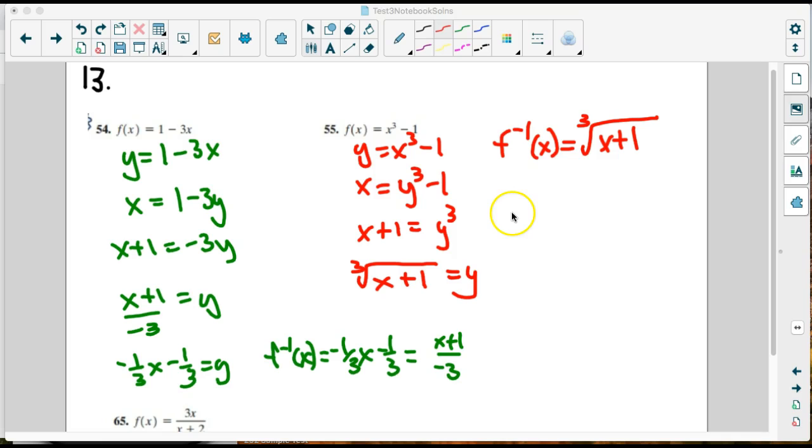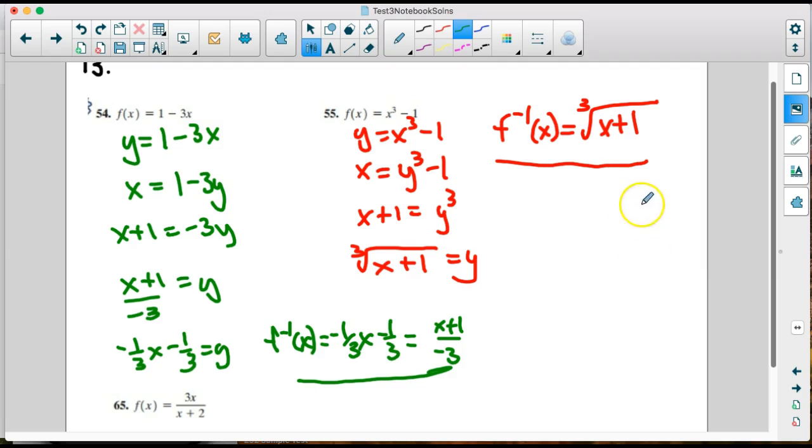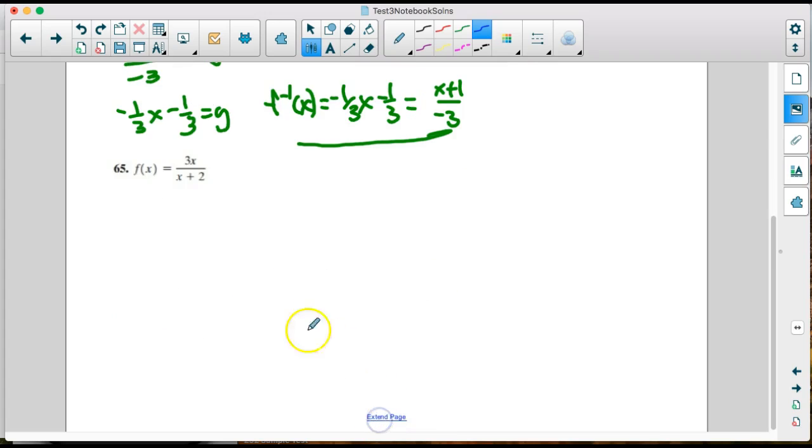Right, so we're going to continue on with the third problem. So this is the inverse of the second problem. This is the inverse of 54. And then we're going to do 65. 65 takes a little bit more algebra involved in solving that one. We start the same way though. We put y in for f of x.